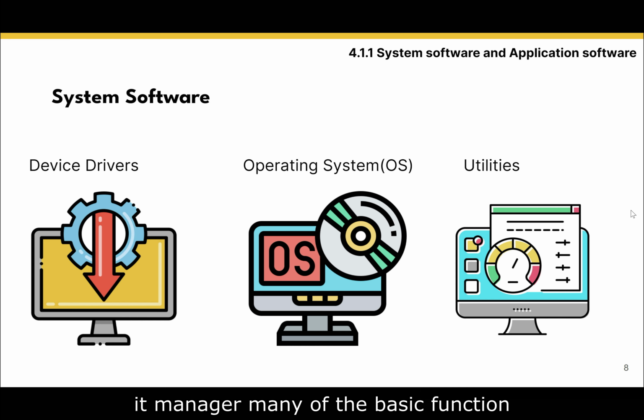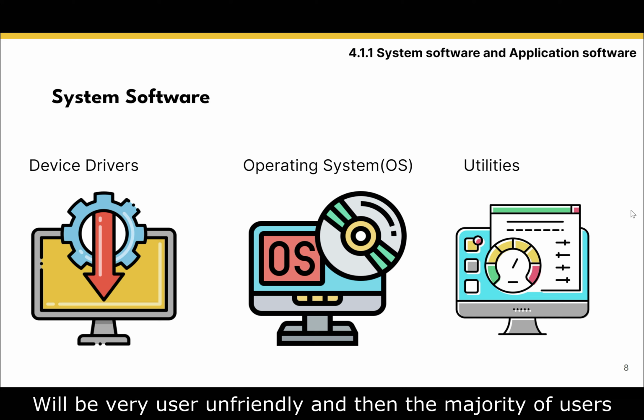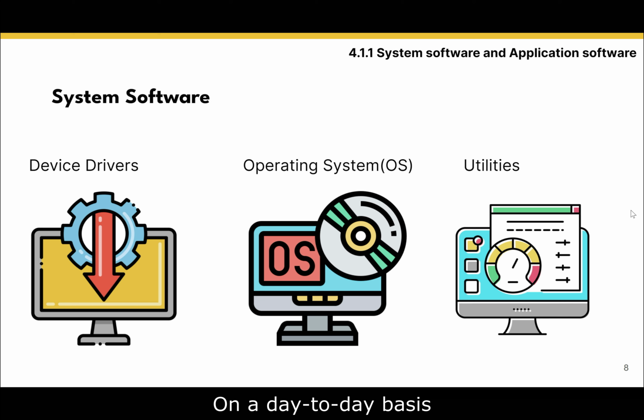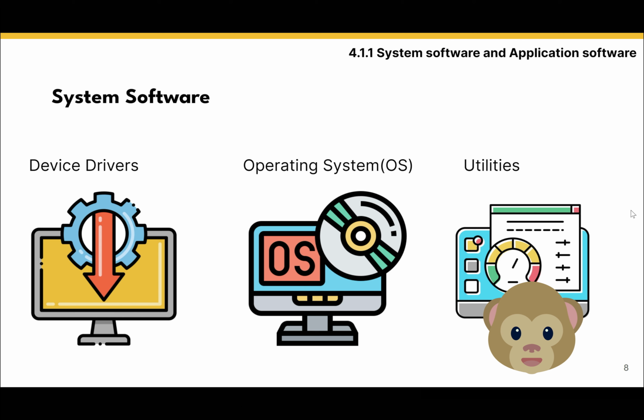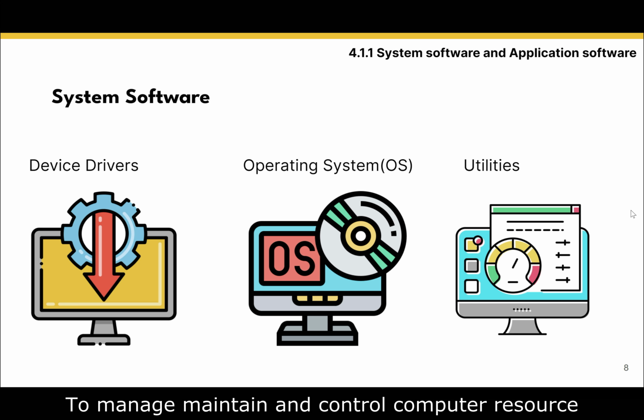It manages many of the basic functions. Without the OS, most computers would be very user-unfriendly, and the majority of users would find it almost impossible to work with computers on a day-to-day basis. Utility programs are software that are designed to carry out specific tasks on a computer. Essentially, they are programs that help to manage, maintain, and control computer resources.